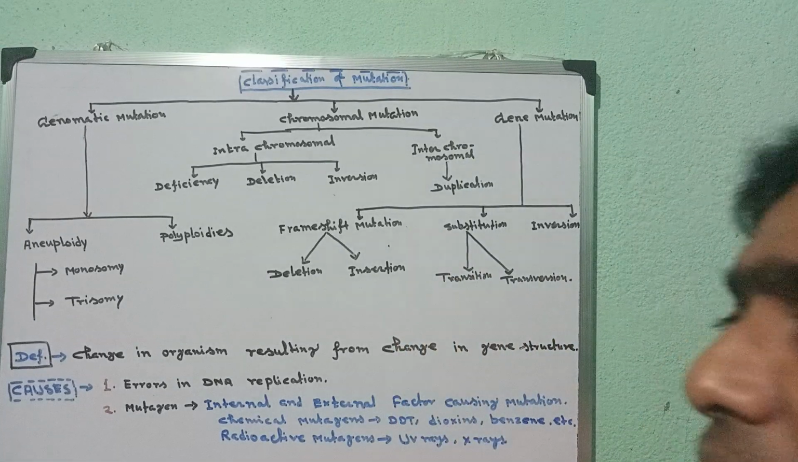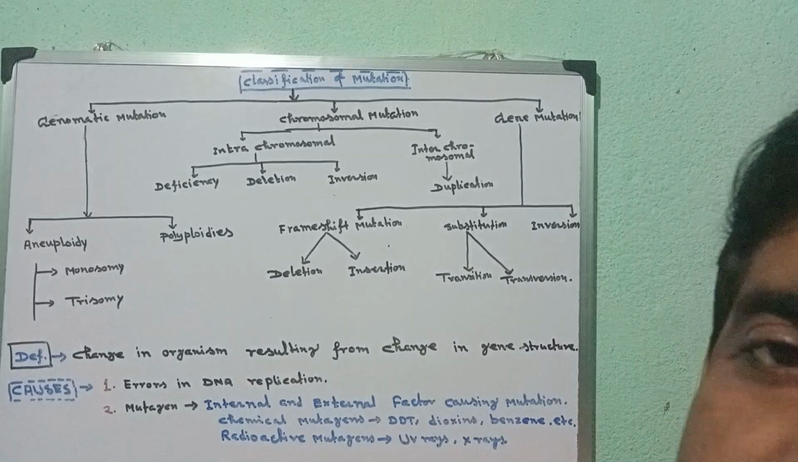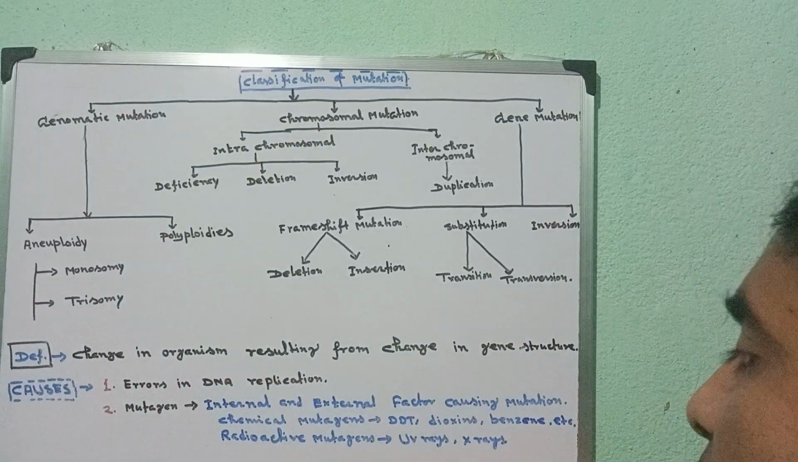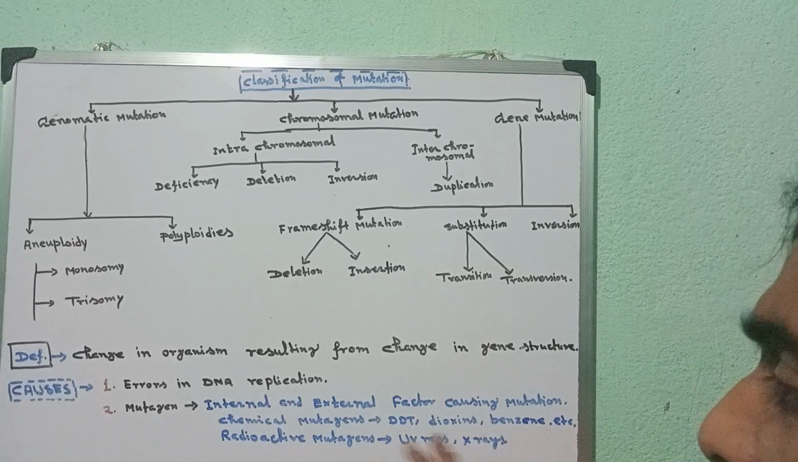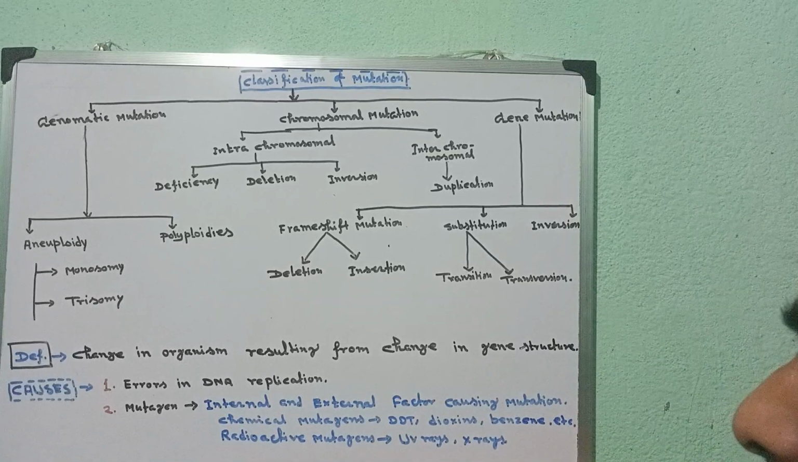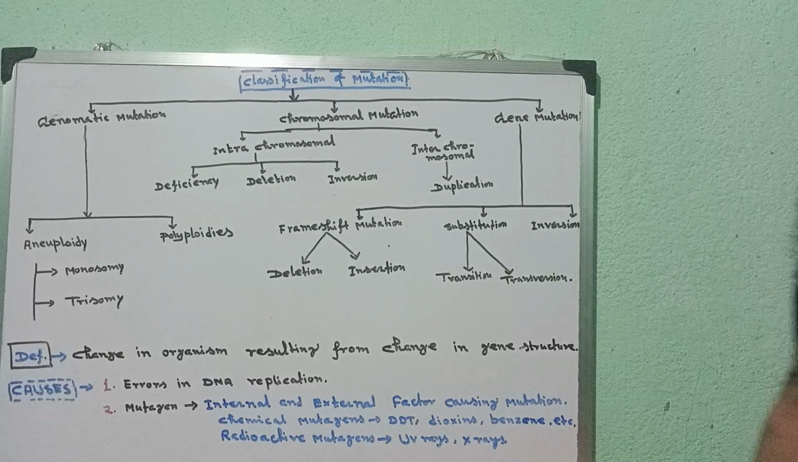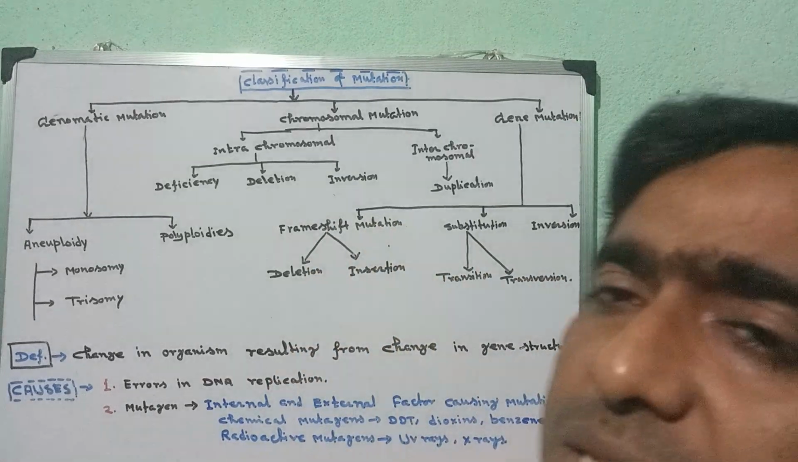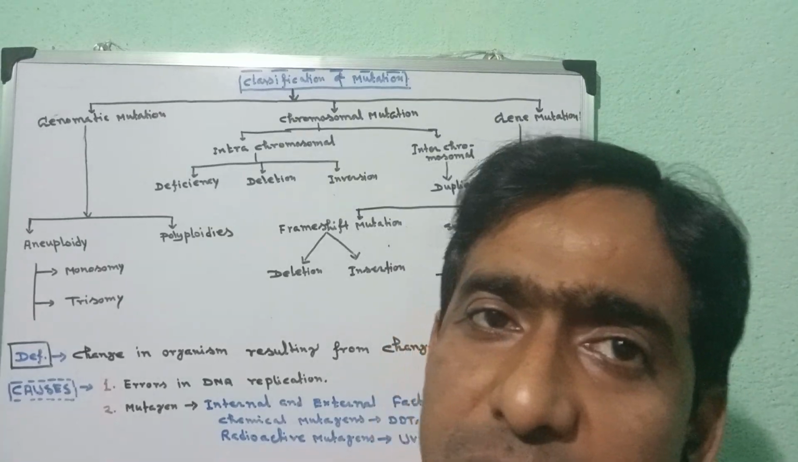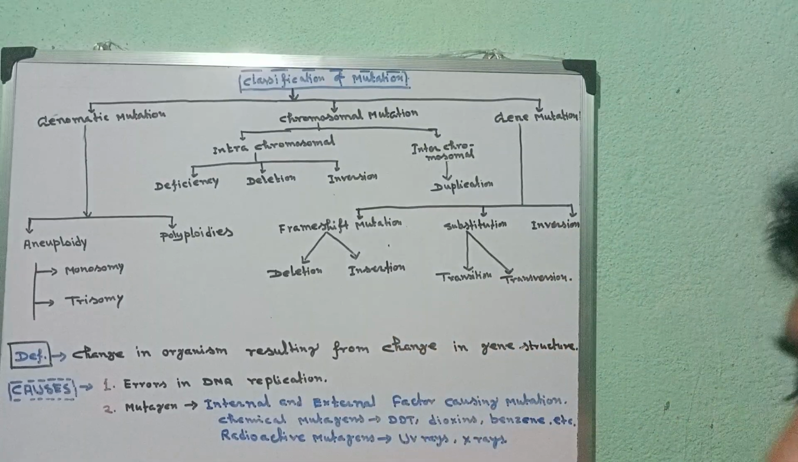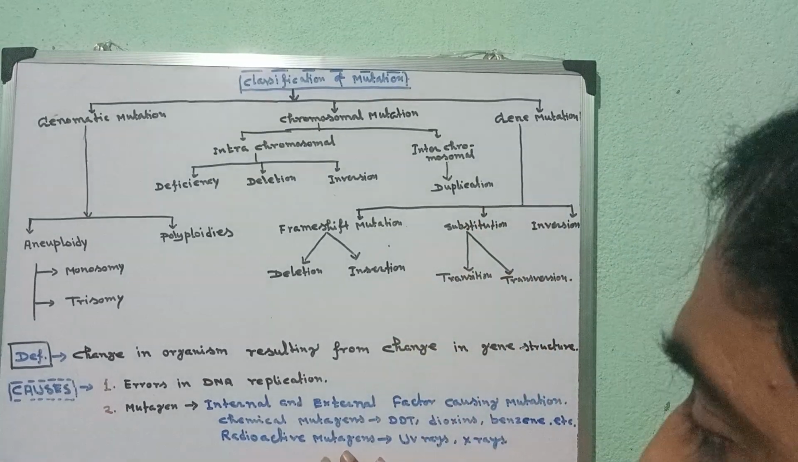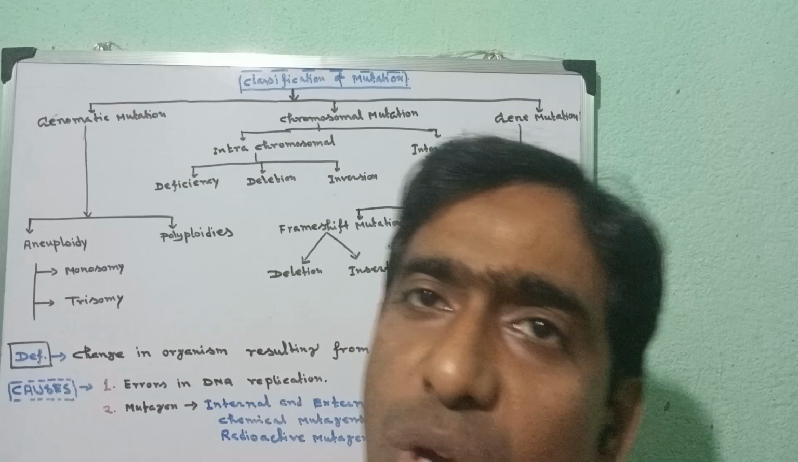There are chemical mutagens and also radioactive mutagens. Chemical mutagens are DDT, dioxins, benzenes, etc. Another type is the radioactive mutagens, which are UV rays and some X-rays. These are the main mutagens, and they are responsible for causing mutation.